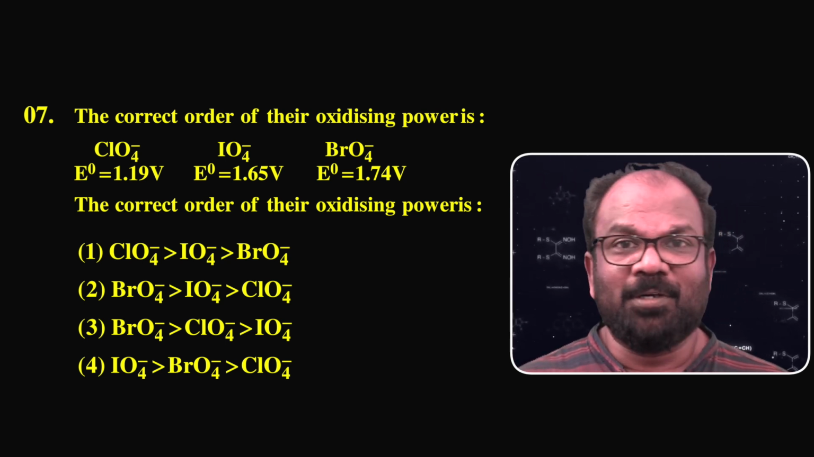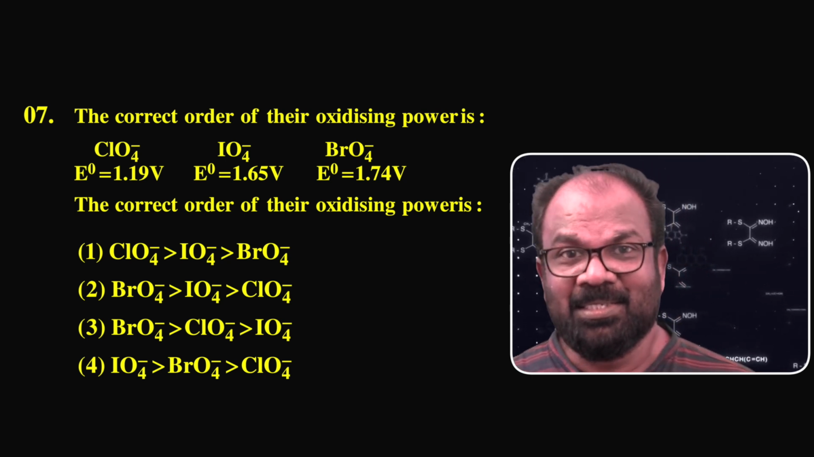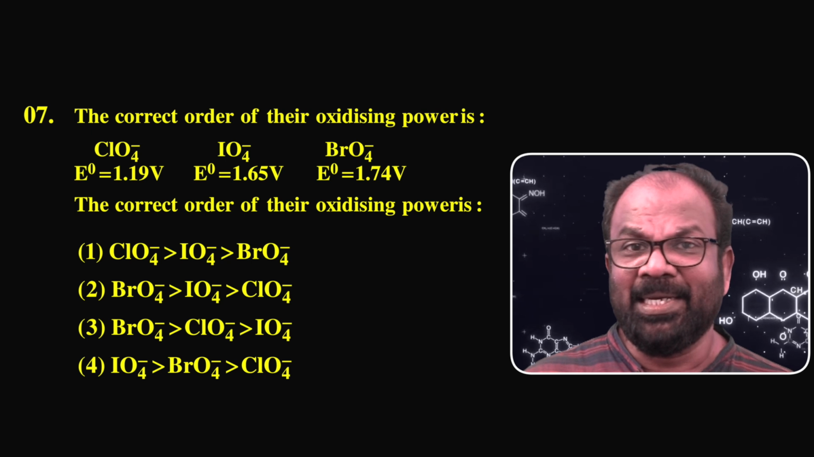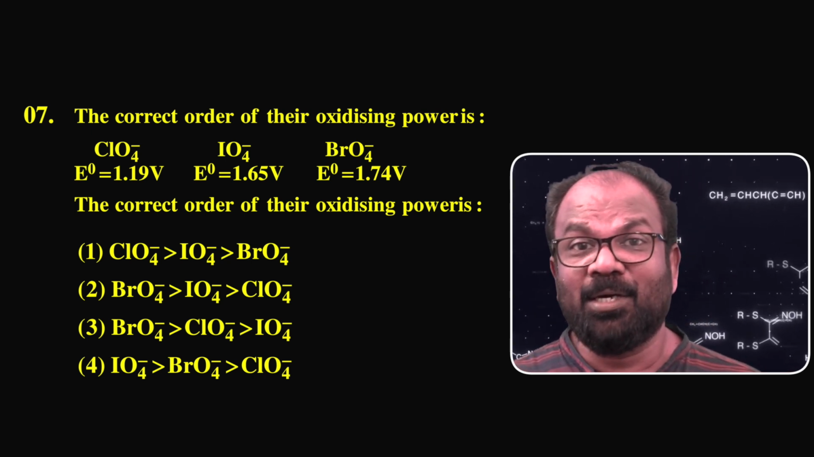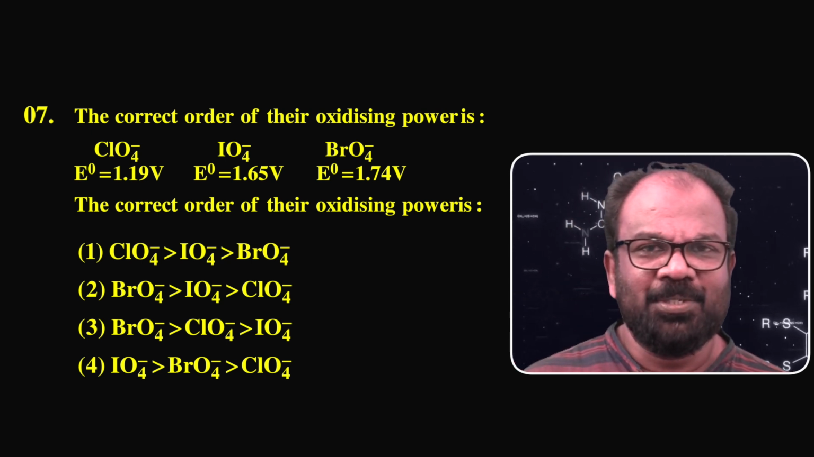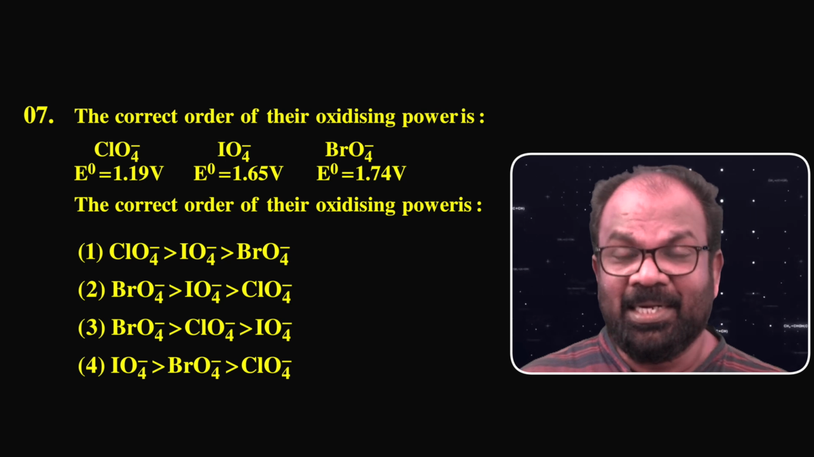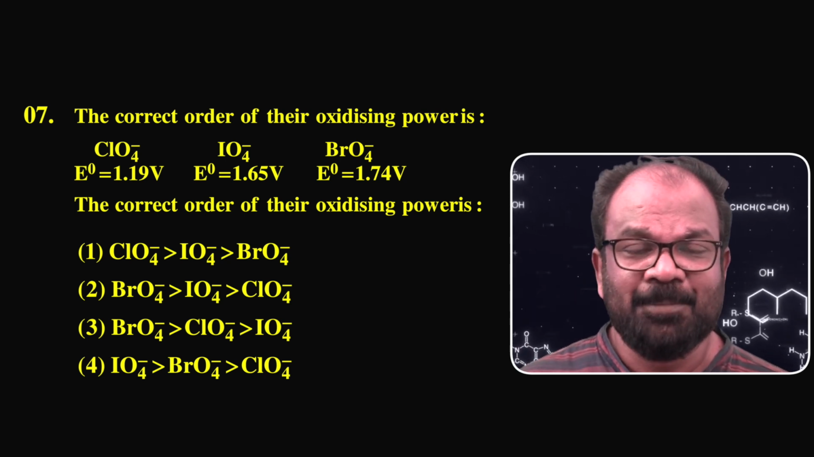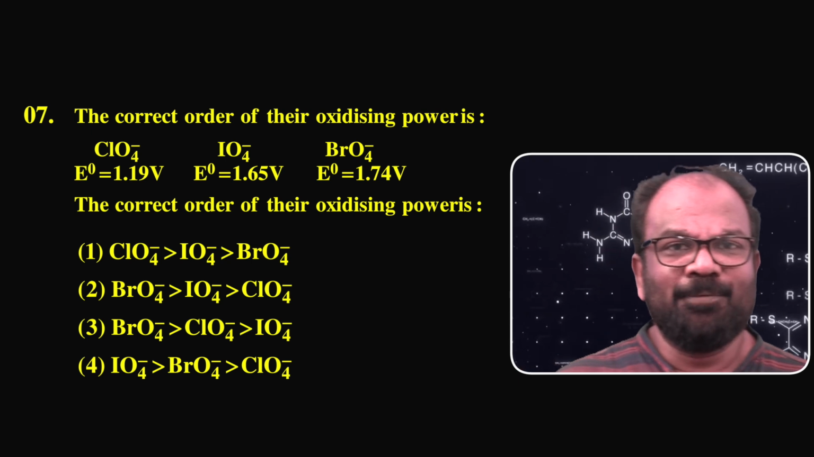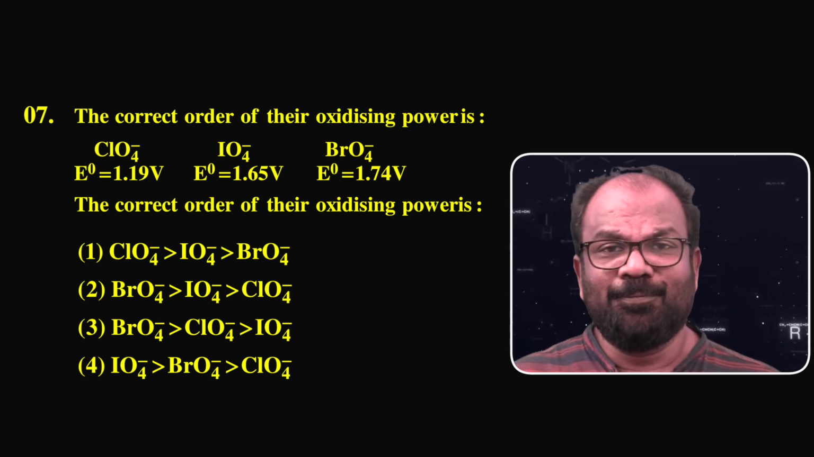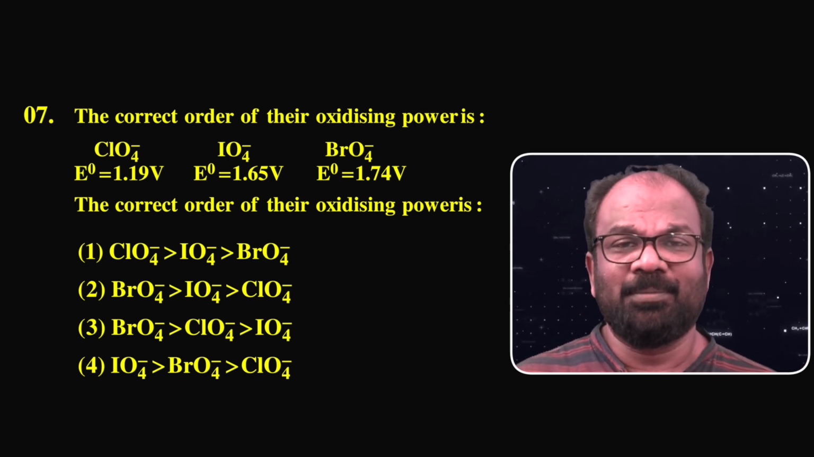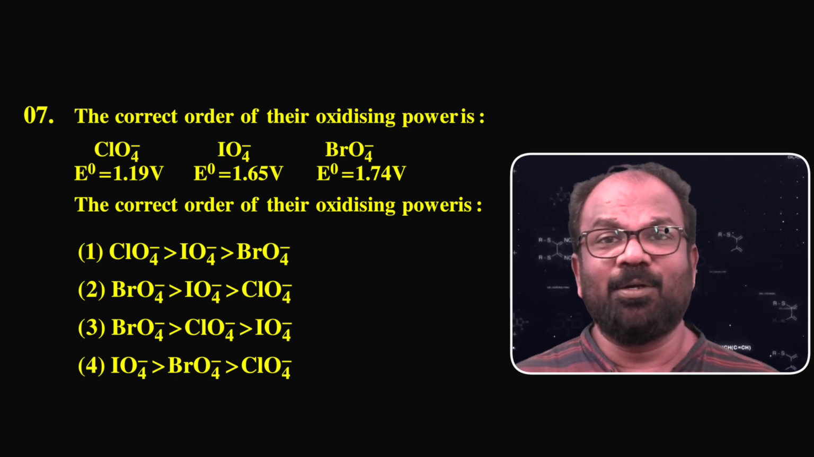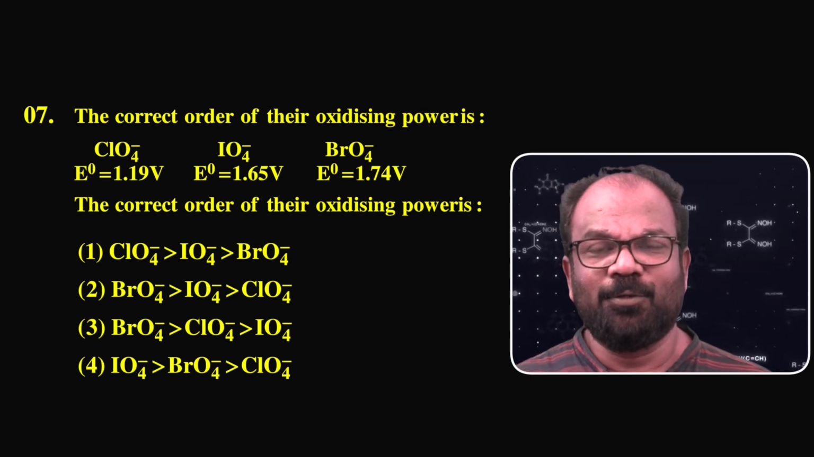The correct order of their oxidizing power is option number 1, ClO4 minus greater than IO4 minus greater than BrO4 minus. Second option, BrO4 minus greater than IO4 minus greater than ClO4 minus. Third option, BrO4 minus greater than ClO4 minus greater than IO4 minus. Fourth option is IO4 minus greater than BrO4 minus greater than ClO4 minus.